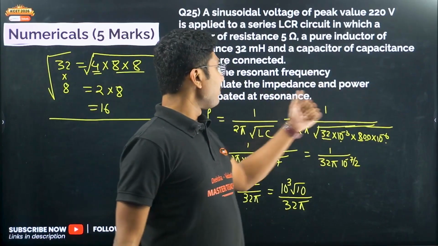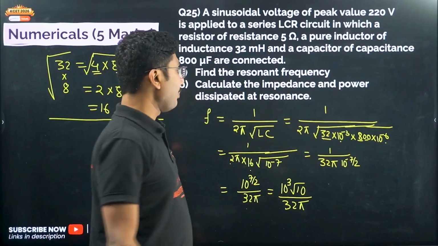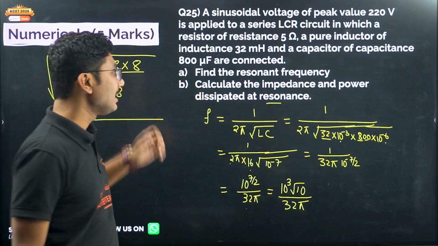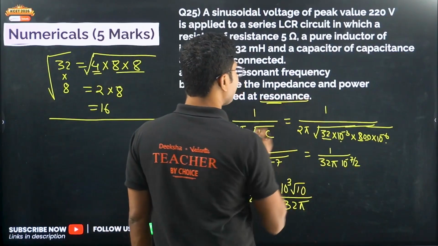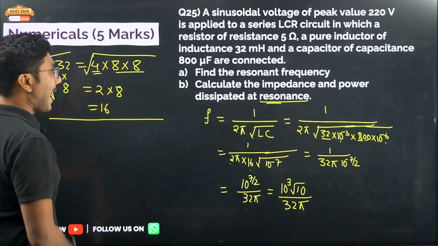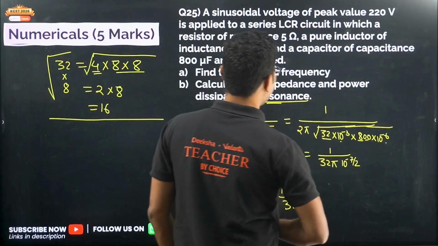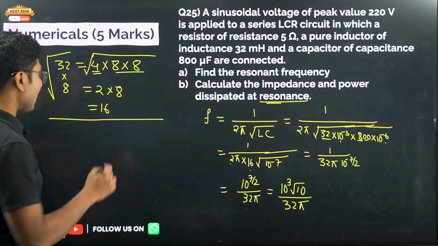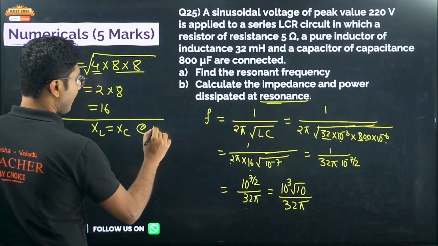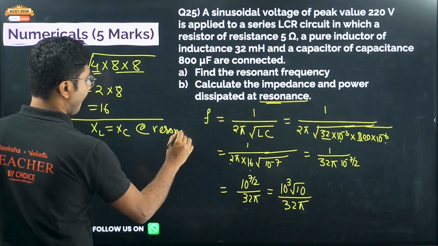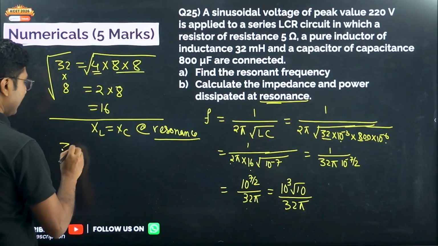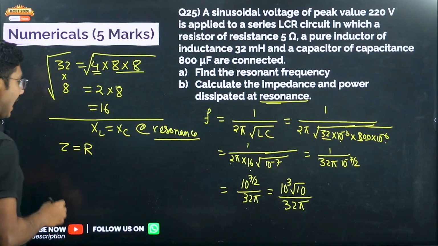Calculate the impedance and power dissipated at resonance. So second part, how to solve it? Do we have to calculate XL, XC and all these things? Actually no, because they mentioned impedance and power at resonance. So what is the meaning of that? At resonance, XL and XC are equal. So XL equals XC at resonance. Right, so that means impedance is just equal to the resistance at resonance.